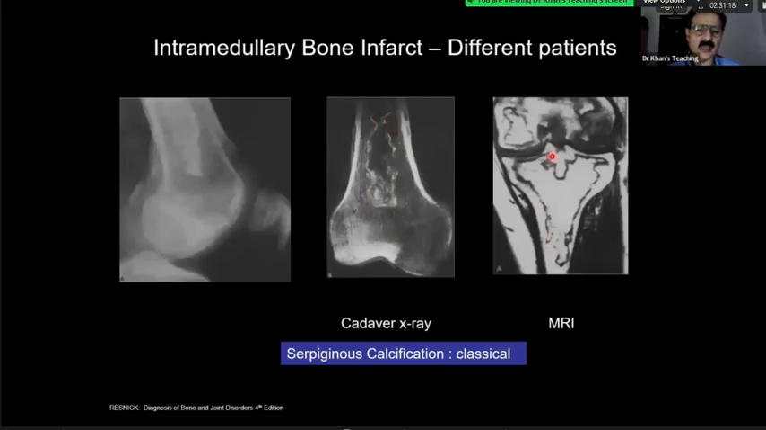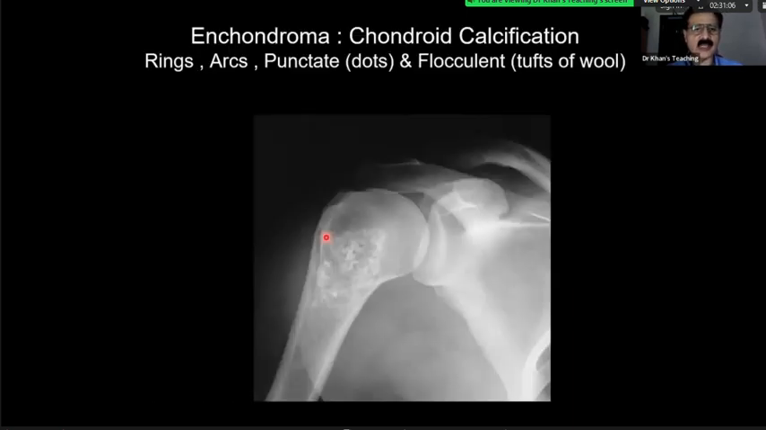And look at this MR, and this calcification corresponds to this. Why is this differentiation important for your exam? It is important for your exam because of this. This is a cartilaginous tumor, namely enchondroma.